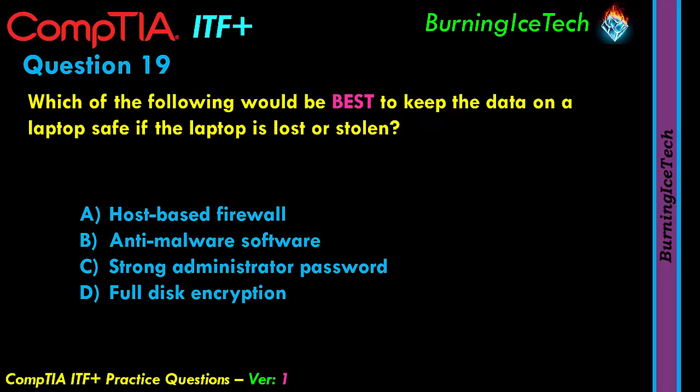Answer D, full disk encryption. Yes, that's what we want. So C is an answer, but D is an even better answer, which is why the question initially said, which of the following would be best? You'll see the word best is in capital. So that means there's more than one answer here that's correct. We want to know which one is more correct. So C is correct, but D is even more correct. D is better. Full disk encryption.